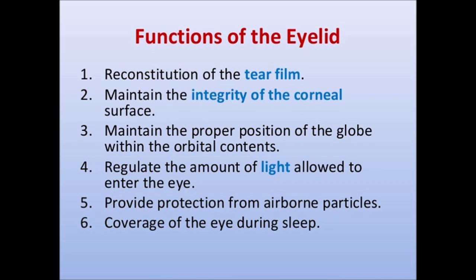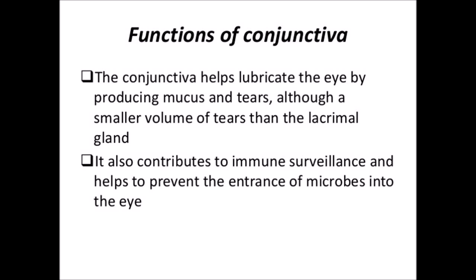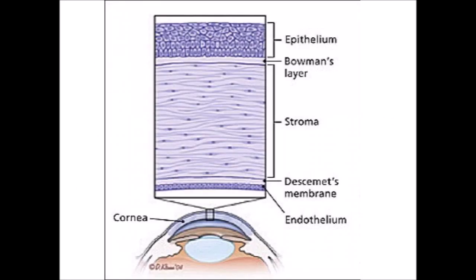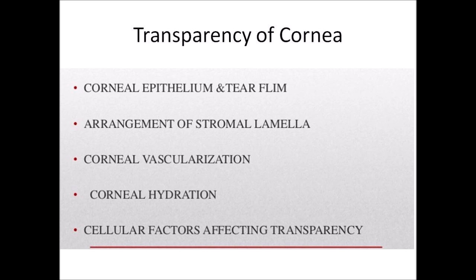Coming next to the conjunctiva. It helps to lubricate the eye by producing mucus and tears, and it also contributes to immune surveillance. Cornea is a transparent structure and it forms the principal refractive surface, and it also acts as a barrier protecting the eye from the outer environment. It has 5 layers which we have studied in the previous lecture, namely the epithelium, Bowman's layer, stroma, Descemet's membrane, and endothelium. All of these layers act together to maintain transparency of the cornea.